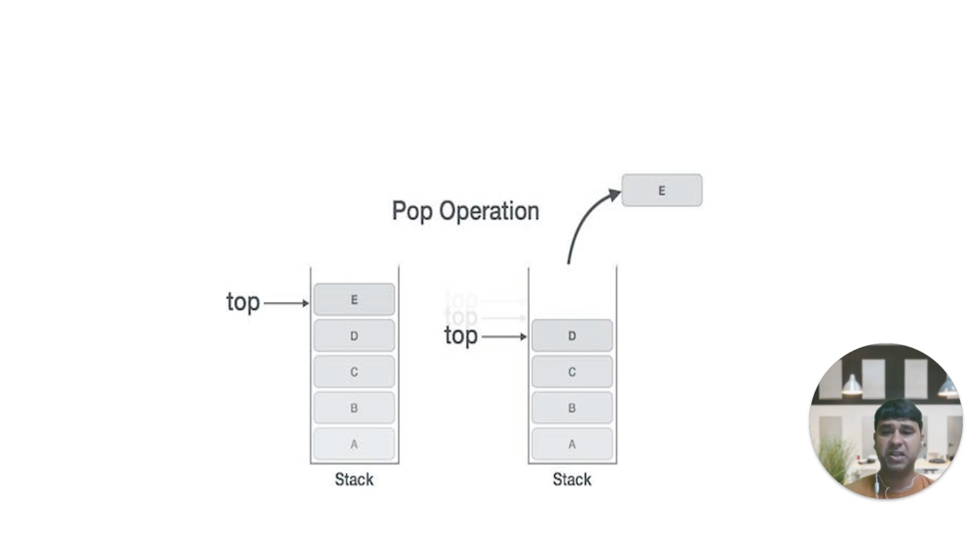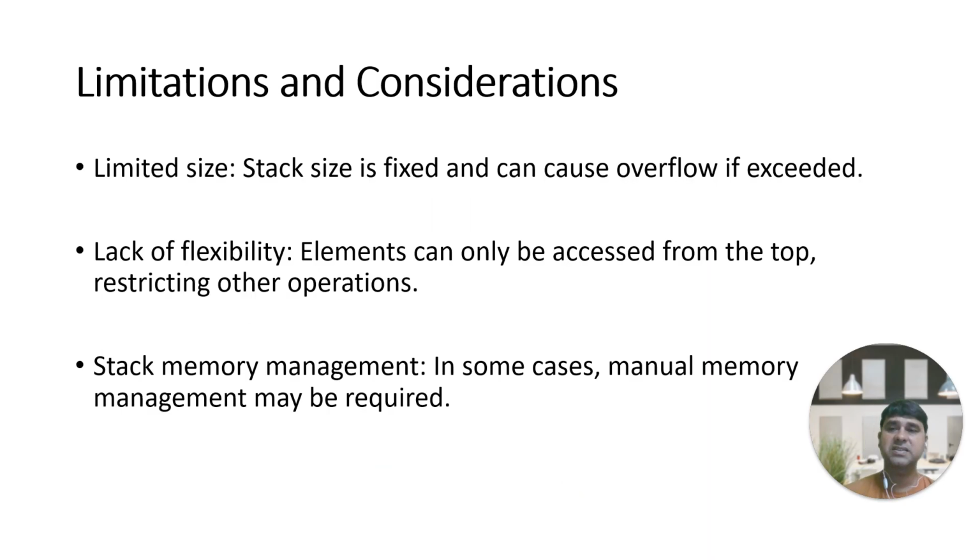So in that way, you can remove an element with the pop operation. Initially the stack has 5 elements, A, B, C, D, E. Now top is pointing to the topmost element, which is E. If I want to remove an element, E will be removed. And after removing E, top will be decremented to its previous position, which is the D position. In that way, the pop operation has been carried out.